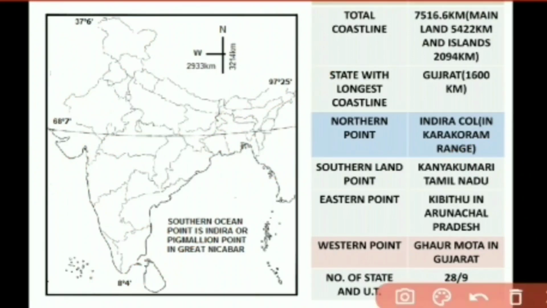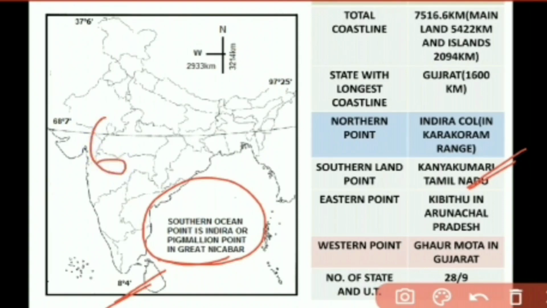Just I have mentioned that the southernmost point is Kanyakumari, Tamil Nadu, but there is a confusion. If the question comes for the southernmost point including only land area, then the answer will be Kanyakumari, Tamil Nadu. The latitudinal value is 8 degree 4 minute north. But if the question comes for the southernmost point including the ocean surface, then the answer will be Indira Point, which is also known as Pygmalion Point, situated in Great Nicobar. The latitudinal value is 6 degree 4 minute north.